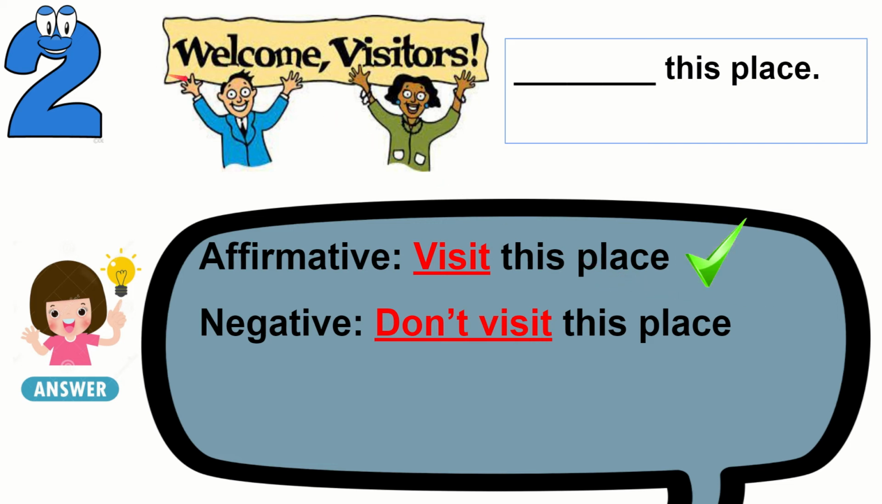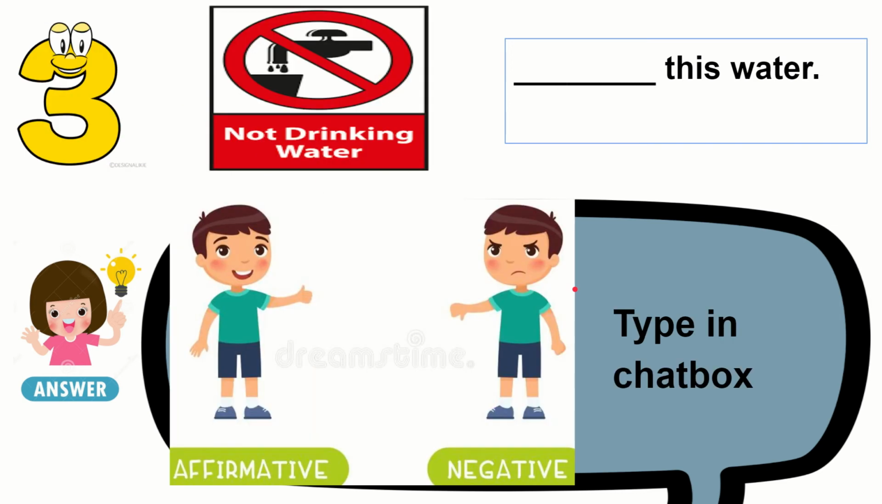As you can see, the picture over here says welcome. So it is in the positive form. Visit this place. Number 3, the sign here shows that drinking water is not allowed. So do you drink this water or don't drink this water? Write down the affirmative or the negative form in the comment section.